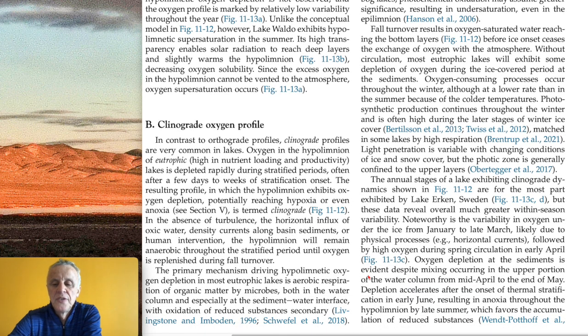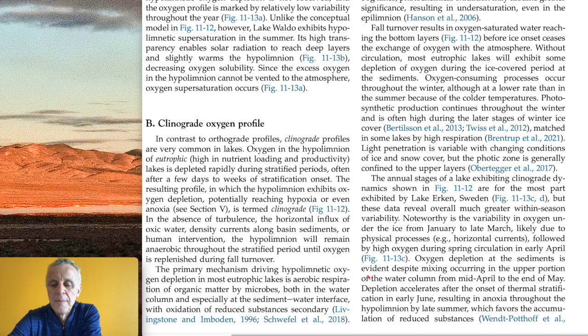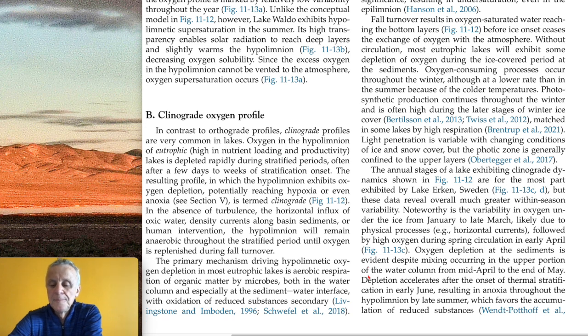The annual stages of a lake exhibiting clinograde dynamics, shown in figure 11-12, are for the most part exhibited by Lake Erson. But these data reveal overall much greater within-season variability. Noteworthy is the variability in oxygen under the ice from January to late March, likely due to the physical process followed by high oxygen during spring circulation in early April. Oxygen depletion at the sediment is evident despite mixing occurring in the upper portion of the water column from mid-April to the end of May.